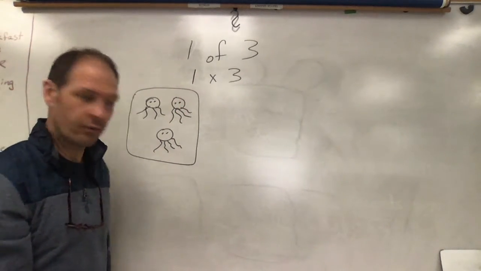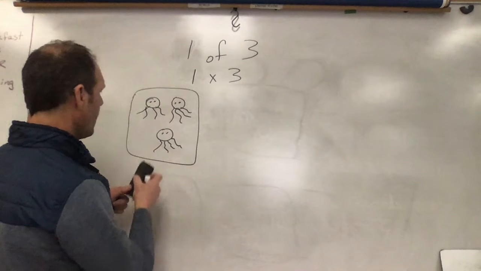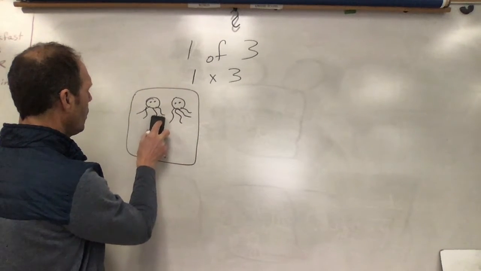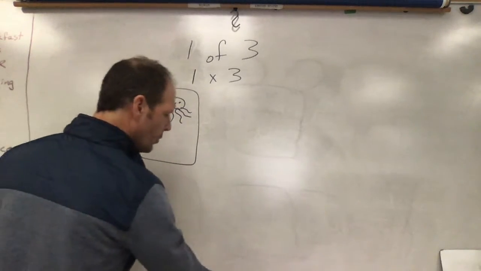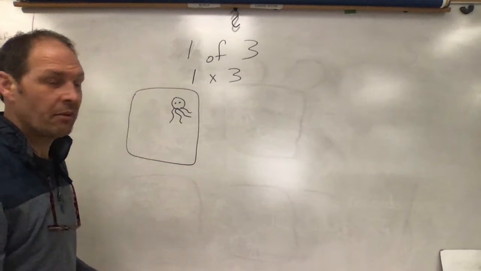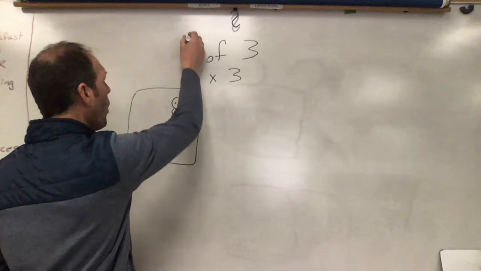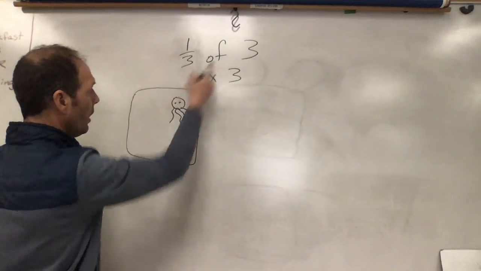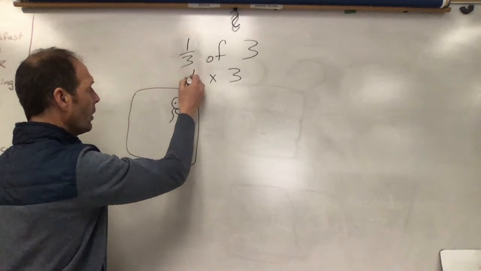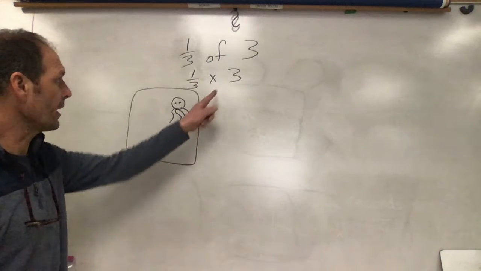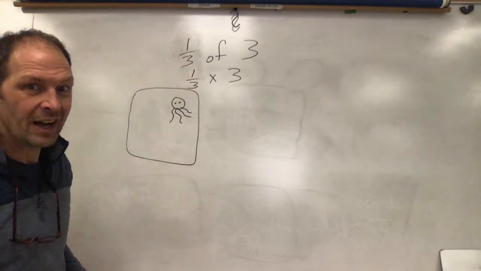What if I even went further? What if I got rid of 2 of those little guys? Now I don't even have a full group of 3, do I? Now I only have 1/3 of a group of 3. Or in other words, 1/3 times 3. I've got 3 only 1/3 of a time.